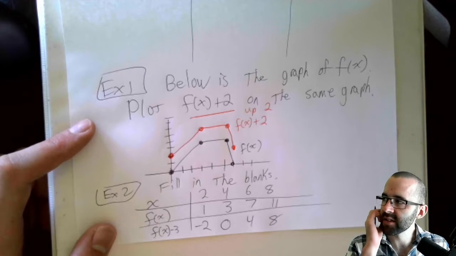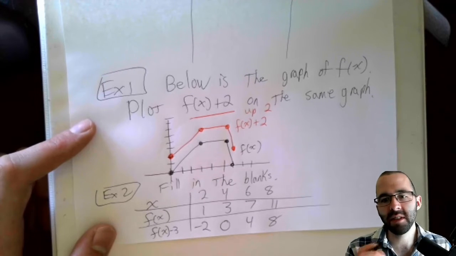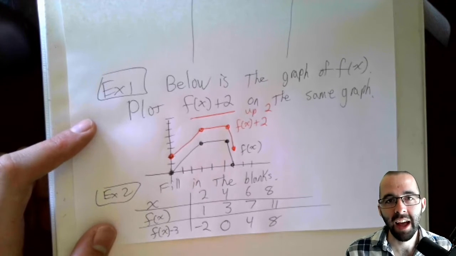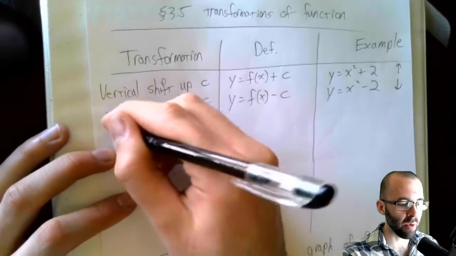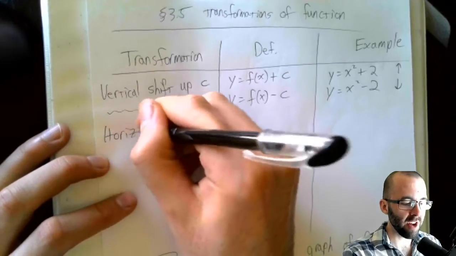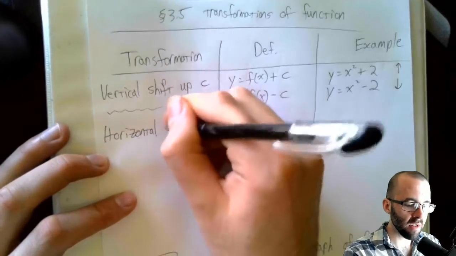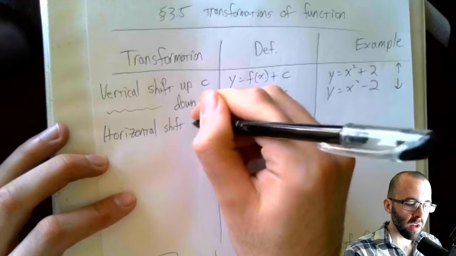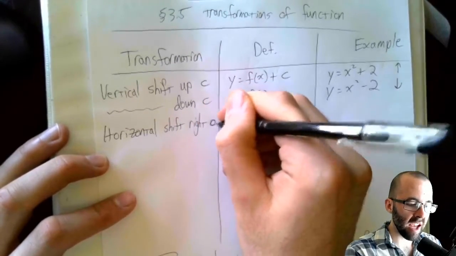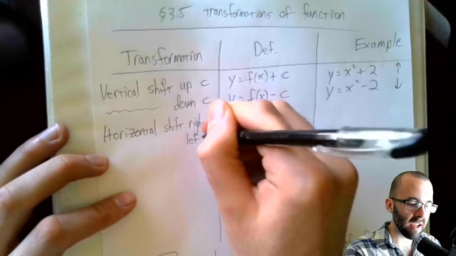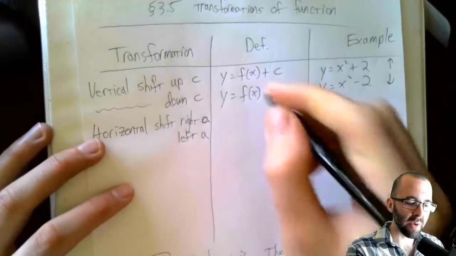And that's vertical shifts. Horizontal shifts are usually a little bit more confusing. And that's what we're doing next. All right, so next up, we're going to fill in rows 3 and 4. Horizontal shifts. Right A and left A. We're going to show what that's going to be.